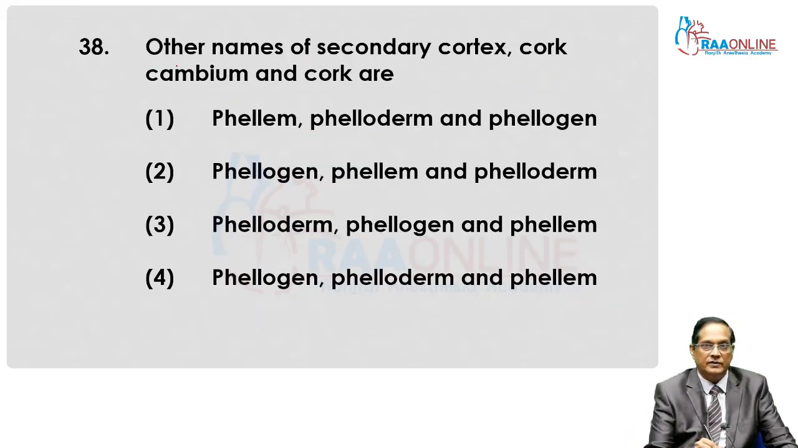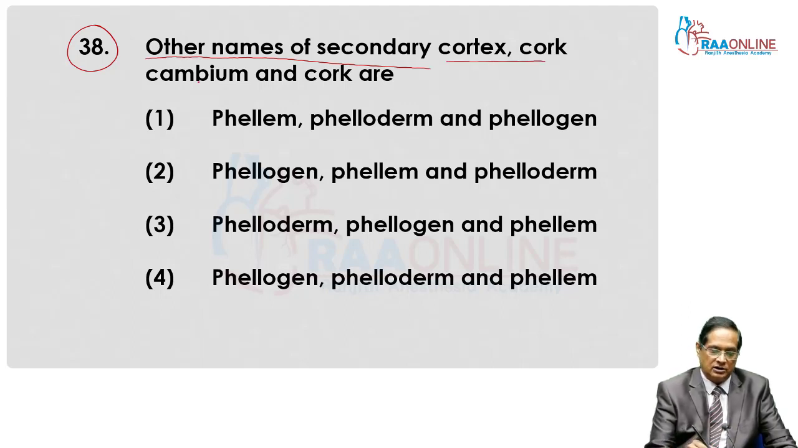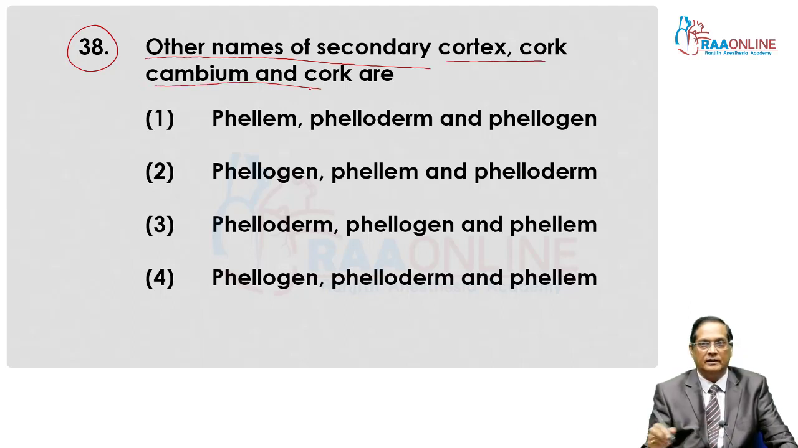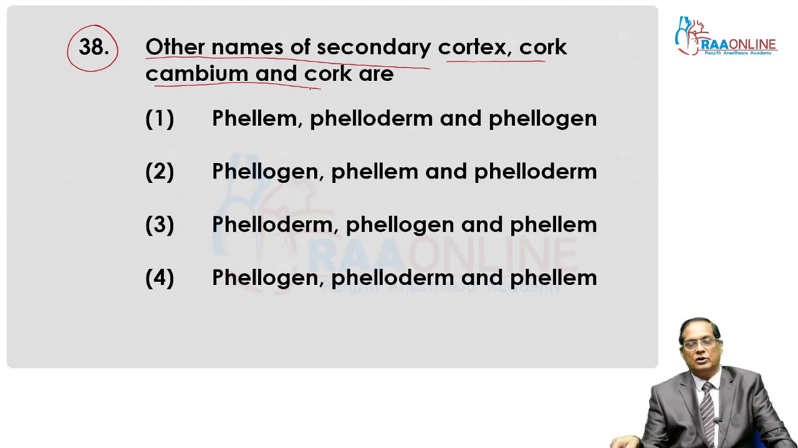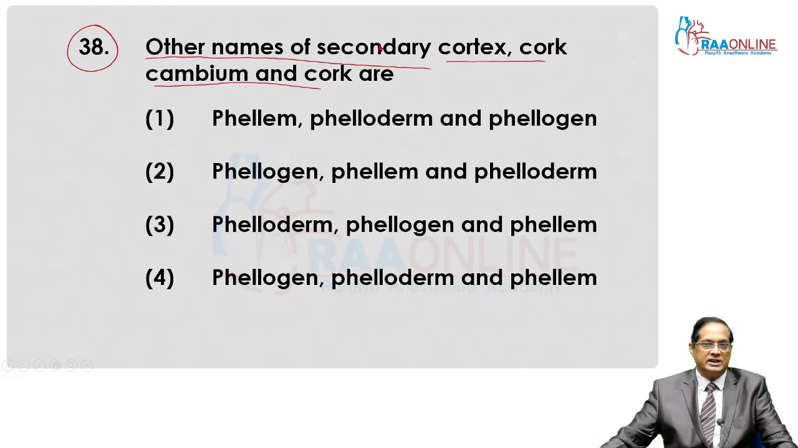Then the other name for the secondary cortex. Question number 38: cork and cork cambium. For the order, according to the order, secondary cortex, then cork cambium, then cork. Secondary cortex is called phelloderm, so let us start with phelloderm. Then this option is the only option.